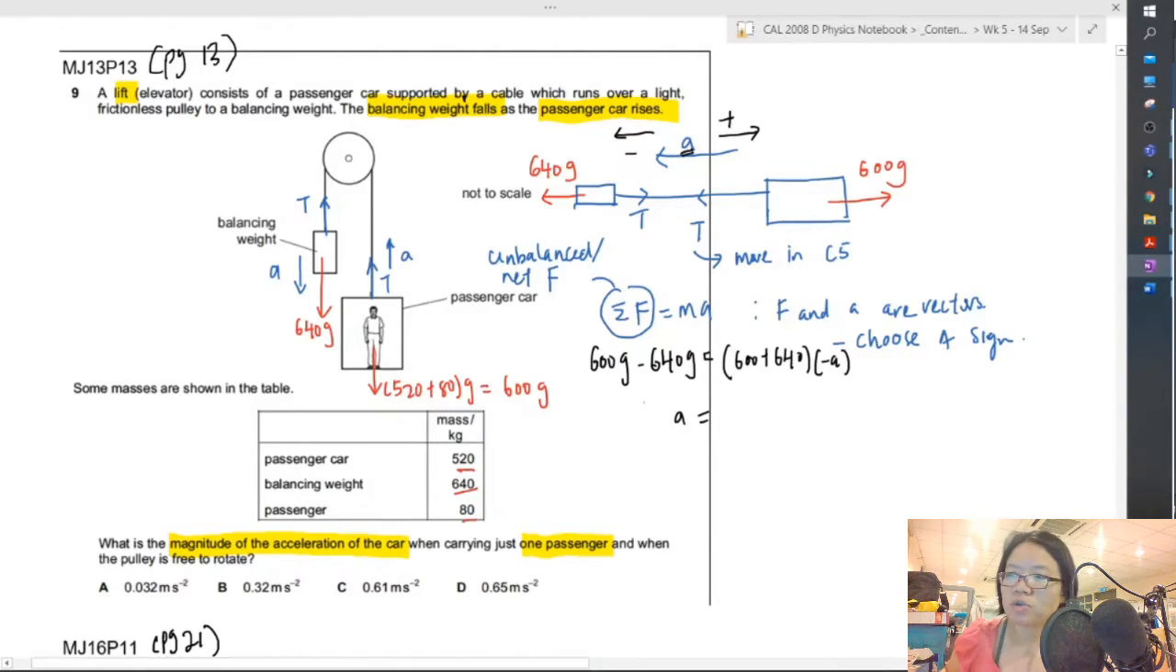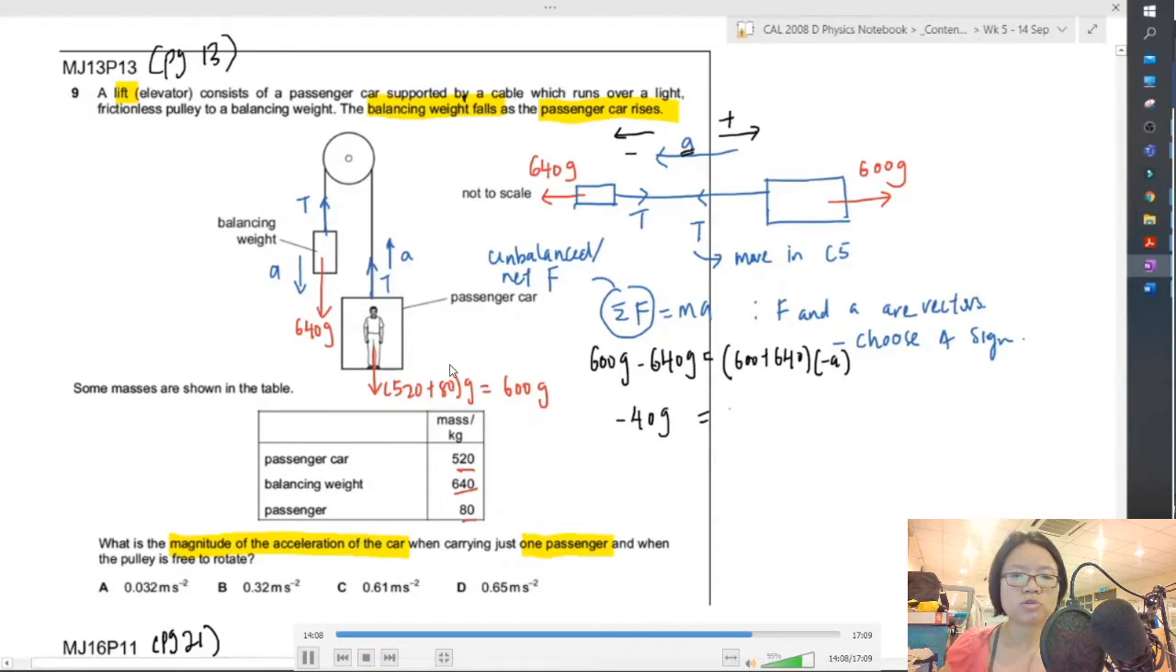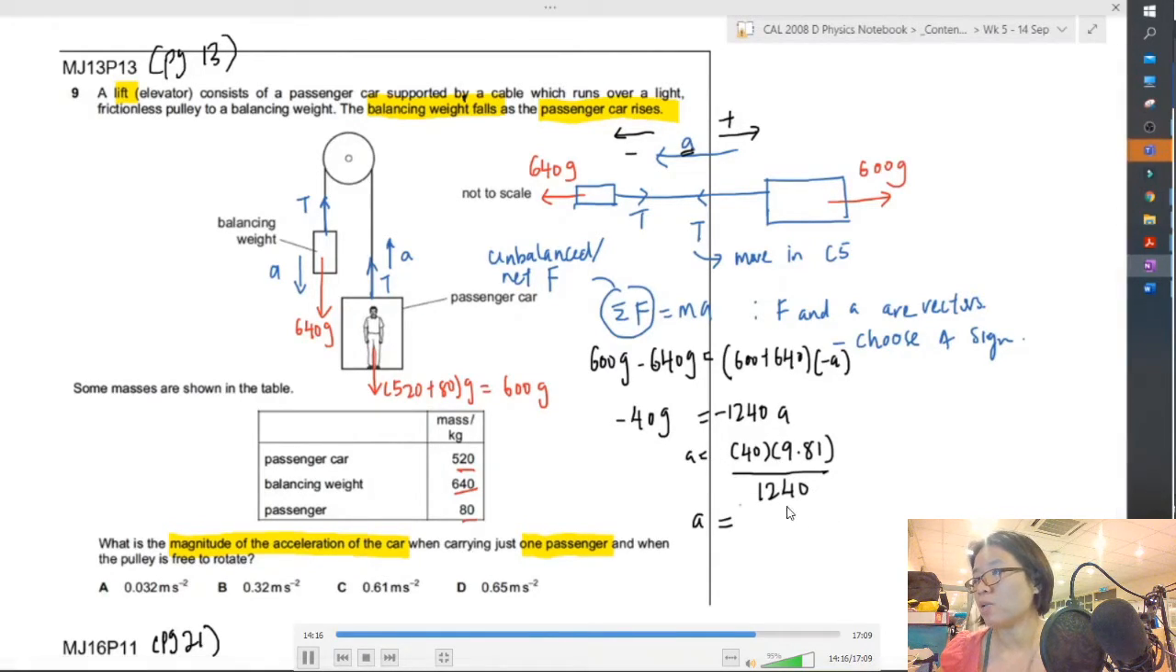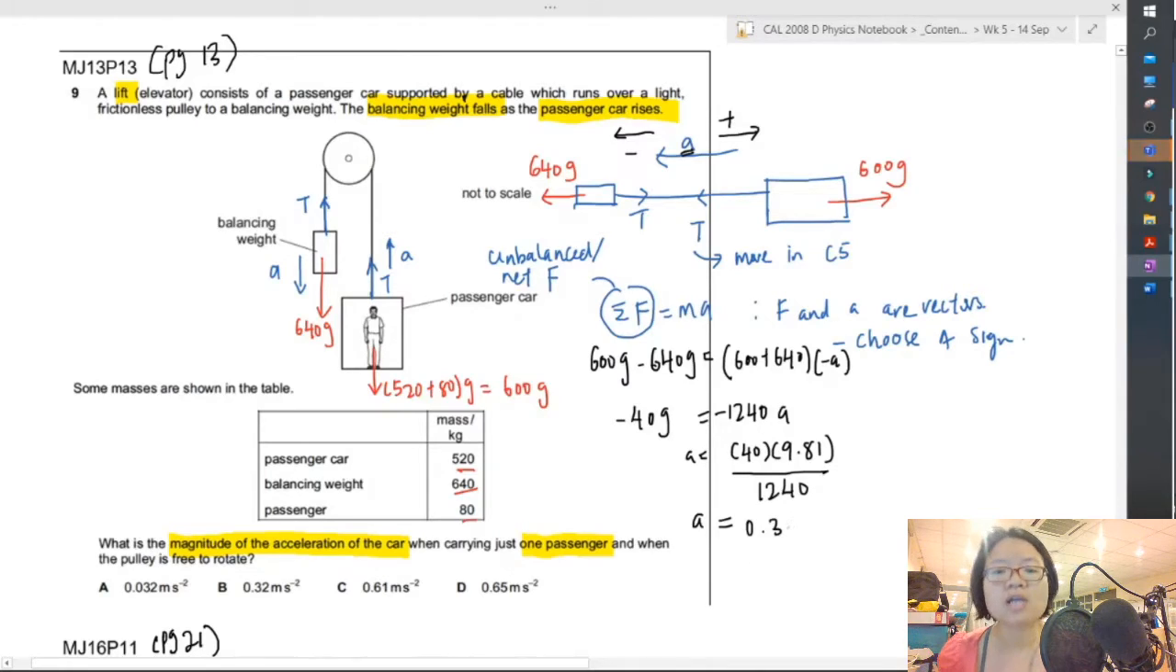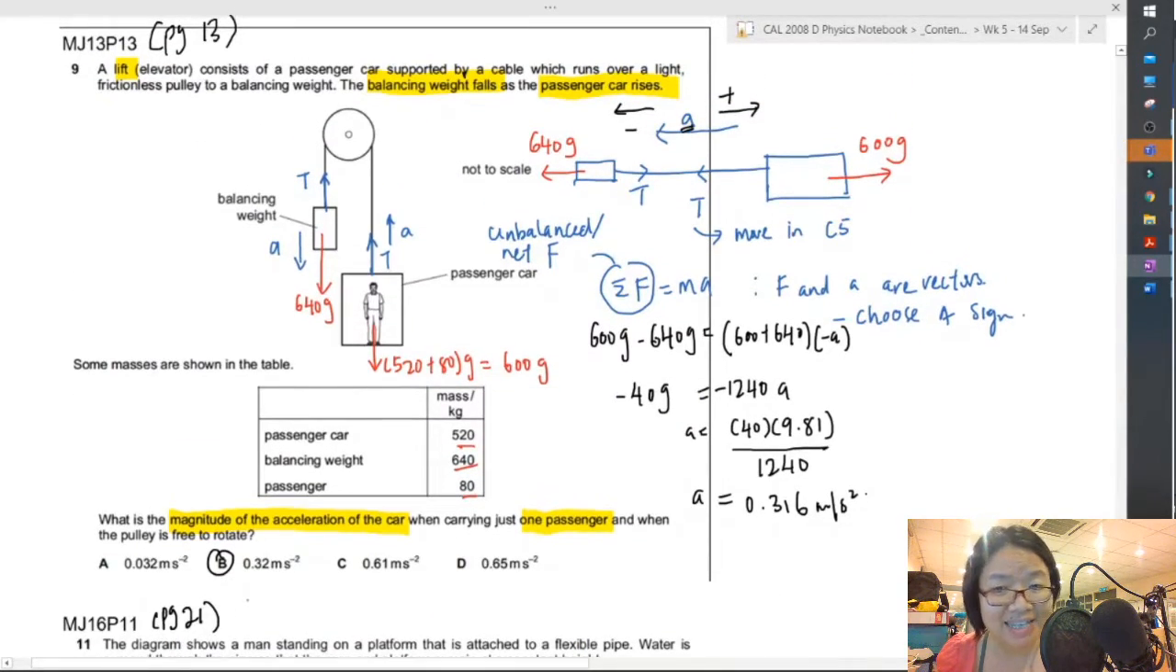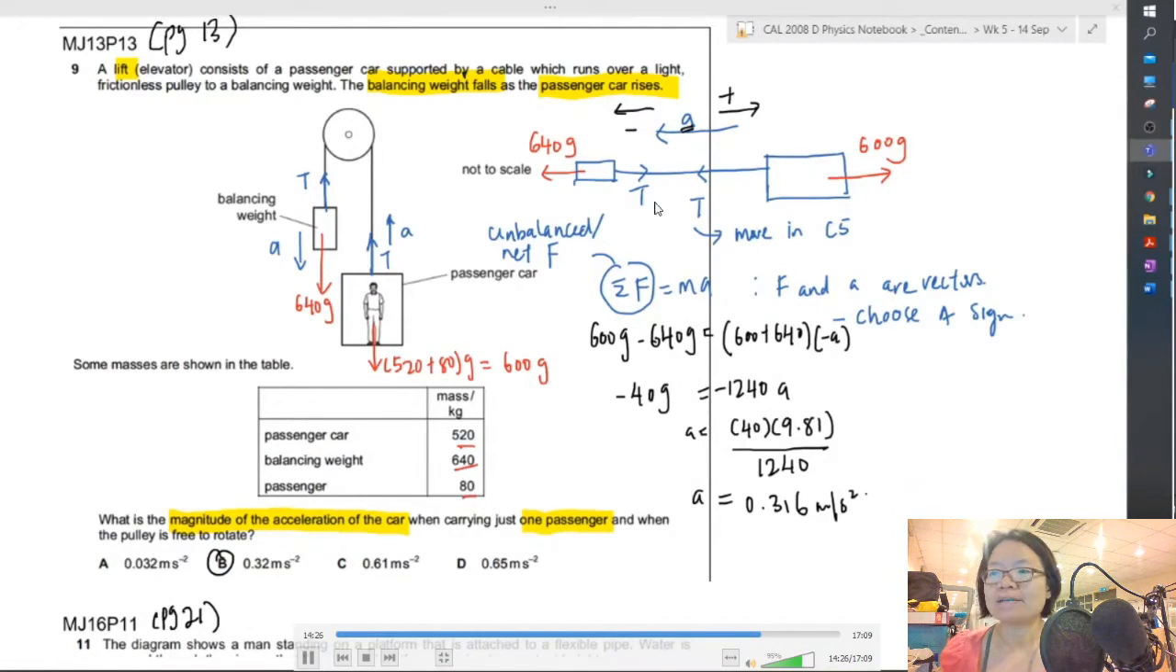Either way is fine as long as you stick to the same direction sign for one particular question. So from here, you can rearrange some stuff. So I'm just going to do it slowly. Here you got negative 40g. Here you got negative 1240A. So I'm just going to find A by taking 40, multiplying by 9.81, divided by 1240. So just be very aware of the sign, okay? Questions can be harder than this. So this one I'll get B.